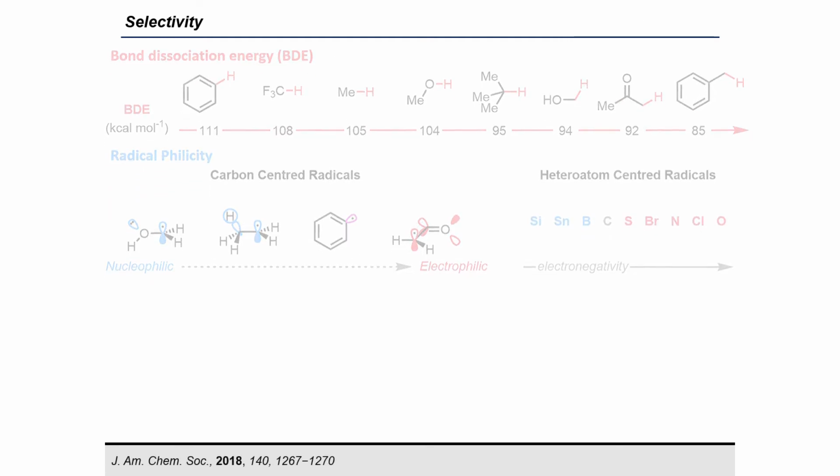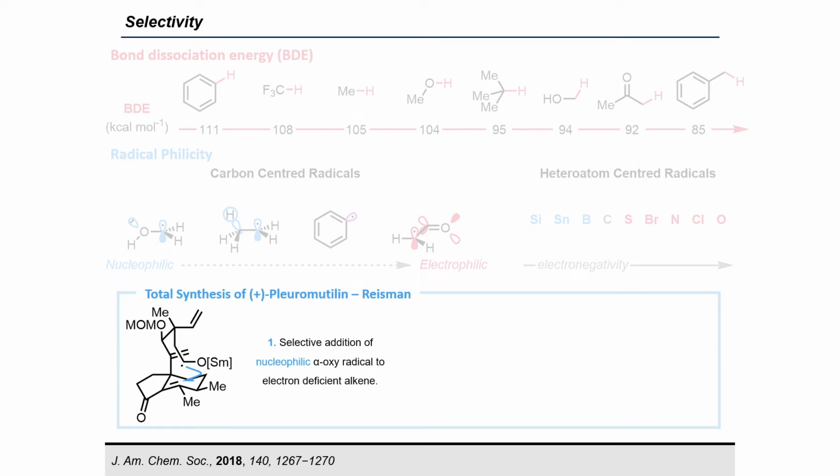In Reisman's 2018 synthesis of pleuromutilin, 2 successive radical reactions were employed in the construction of the natural product. The first being an addition reaction, whereby an alpha-oxy radical adds across an alkene. In this example, there are 3 carbon-carbon double bonds in the intermediate in question, leading to 6 possible ways the radical could add into them. Considering the philicity of the alpha-oxy radical, which we now know to be nucleophilic, explains the observed selectivity for addition into the electron-deficient enone at the beta position.